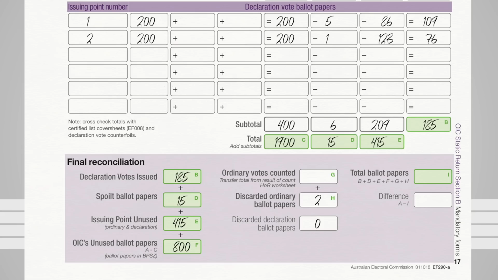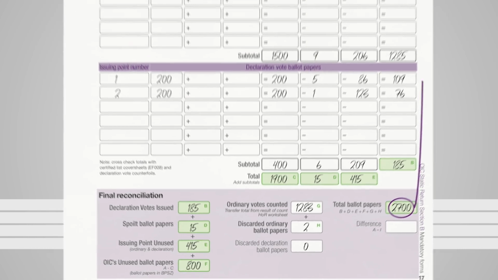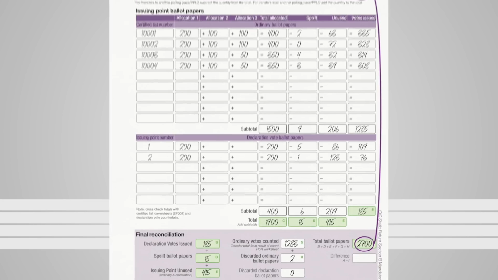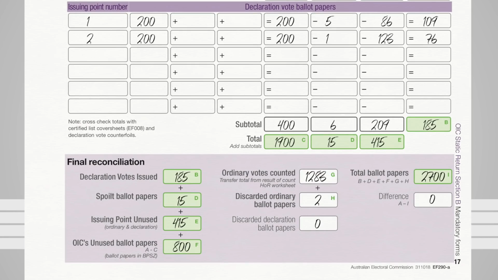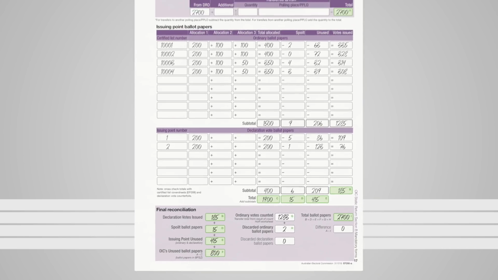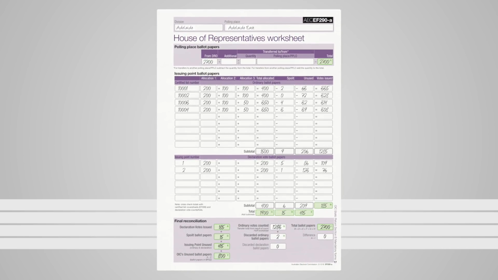Once the House of Representatives first scrutiny is complete, you will have the number of ordinary votes counted figure, which is added to the worksheet, and then the ballot paper reconciliation can be completed by doing the calculation for the total ballot papers field. The optimal outcome is that the total number of ballot papers equals the original allocation. In this case, 2,700. This gives a difference of 0, which means the polling place can account for every ballot paper. See your Election Procedures Handbook for more information if your ballot papers do not balance.